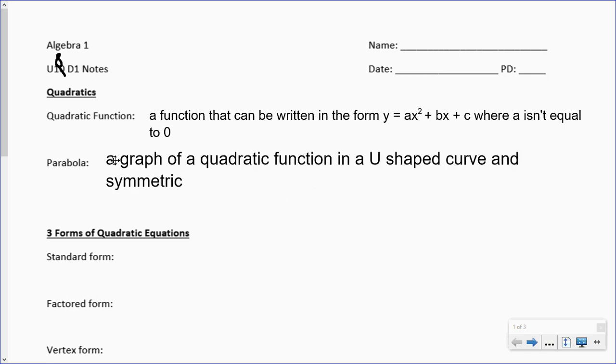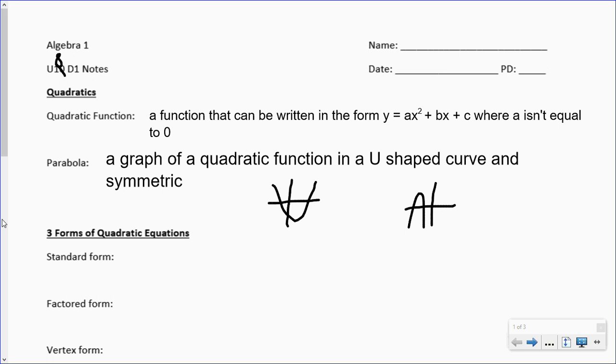A parabola is a graph of a quadratic function in a U-shaped curve, and it's symmetric. So a parabola looks like this kind of thing. It's like a U. So when you graph it, it's a U on the graph. You guys have seen a couple of parabolas when we talked about is it a function or not based on the graph. So here's another example. It can go up or down, all that fun stuff.